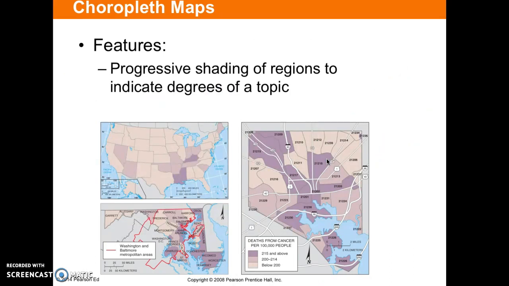Same thing, that map we looked at earlier this year about rates of cancer in the United States, within Maryland, and then within Baltimore, that was a choropleth map. It shows the shading of regions to show degrees of a topic.